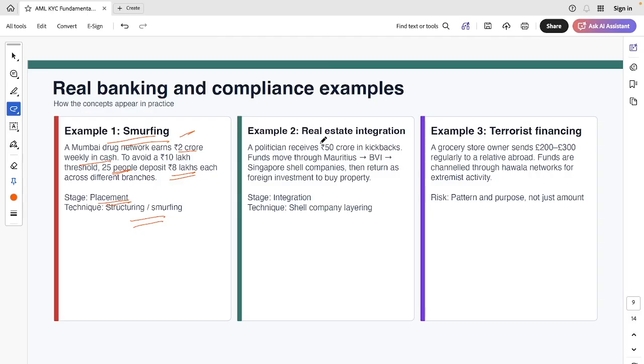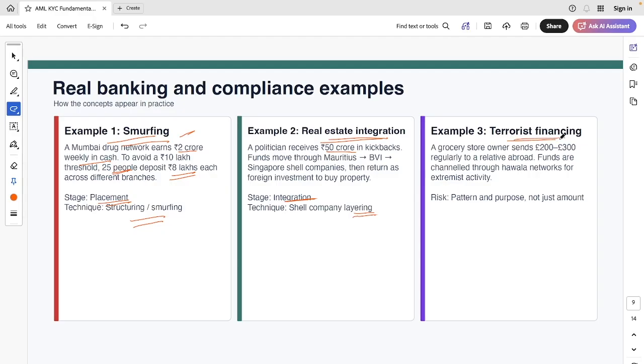The second example is real estate integration. Suppose a politician receives 50 crore rupees in cash. The funds have to move through multiple jurisdictions and shell companies such as Mauritius and Singapore, and then return as foreign investment to buy property. This involves layering and integration. So the layering creates complexity, and the integration makes the money appear legitimate through the property investment. Think of it like sending money on a world tour and bringing it back wearing a suit.